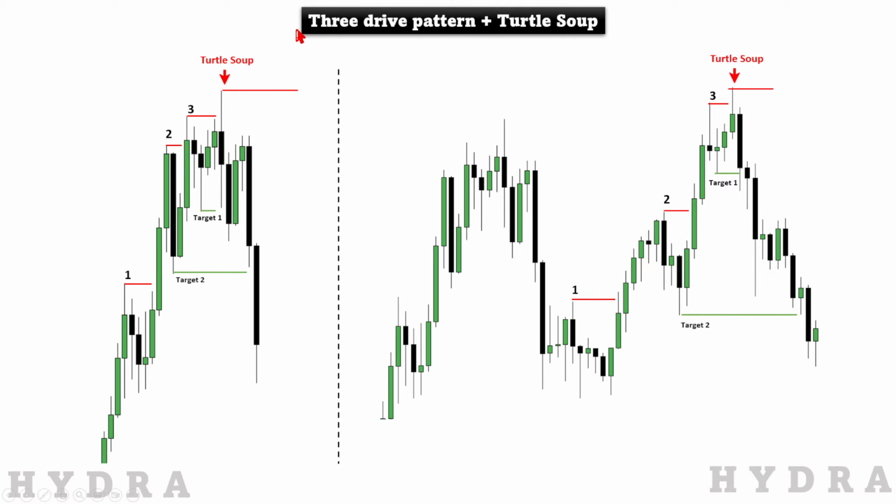Now let's look at our three drive pattern and turtle soup on the Bitcoin chart. As you can see, we have a chart here. Look here, we have the first swing high, right? We have a candle lower than this candle, so this candle is lower, this candle is lower. This is our first drive, this is our second drive, this is our third drive, and at the fourth one we expect a rejection. Our target will be what? The third drive low, third swing low, or the second swing low. And as you can see, price showed a very beautiful rejection.